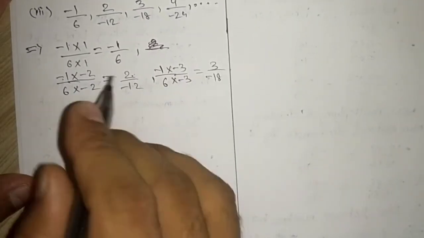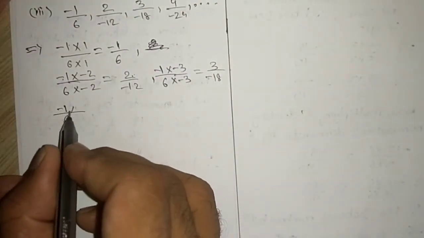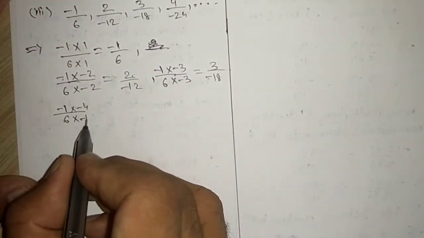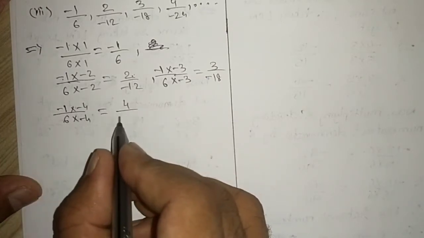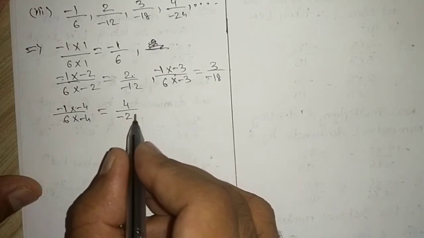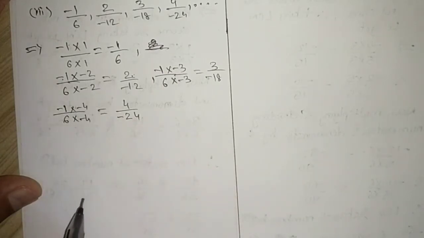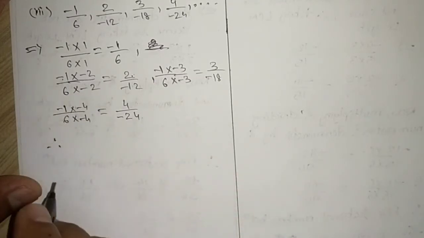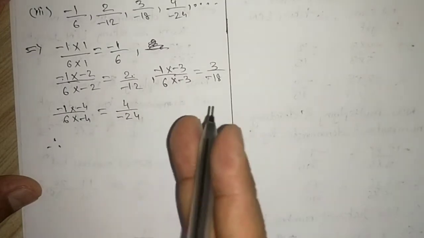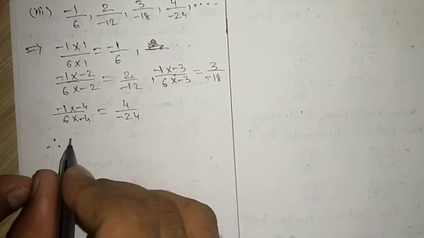Moving to the fourth number. How did we get the fourth number? We multiply the numerator by minus 4 and denominator also by minus 4. So we got plus 4 divided by minus 24. This is the number which I have got. So what I will do, minus 2, minus 3, minus 4. So the next numbers will be minus 5, minus 6, minus 7, which I will multiply to the first number. So I will write like this.